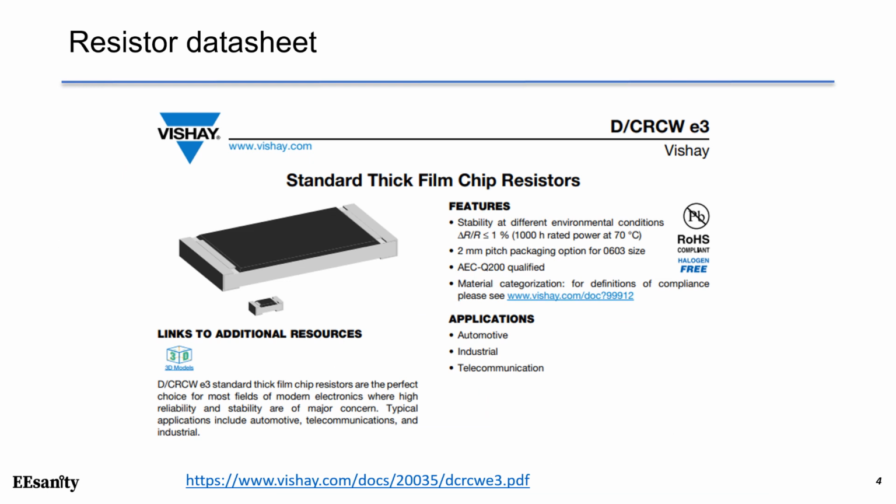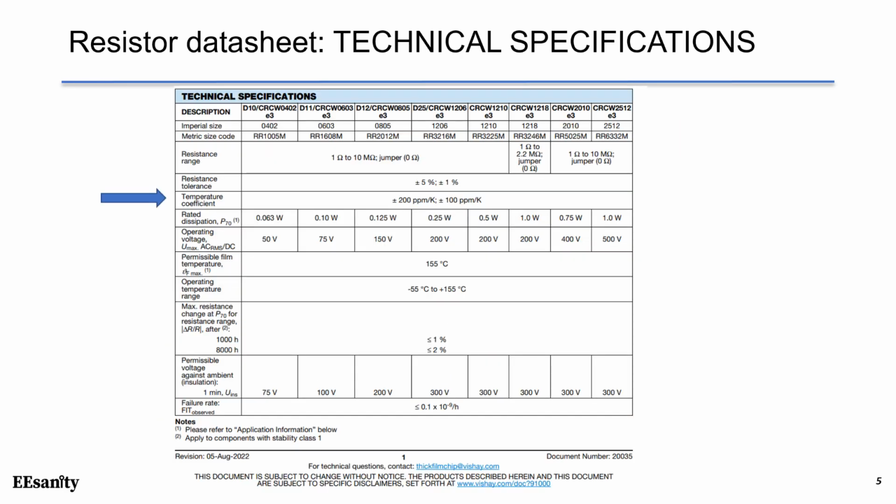On the first page, you can see the basic information about this series of resistor. It's called standard thick film chip resistors. If we scroll down, you can see the technical specifications. This is a general datasheet for resistors in different sizes from 0402 to 2512. Resistance tolerance is 5% for 200 ppm per Kelvin, and 1% is for 100 ppm per Kelvin. The operating temperature is ranging from minus 55 degrees C up to plus 155 degrees C.